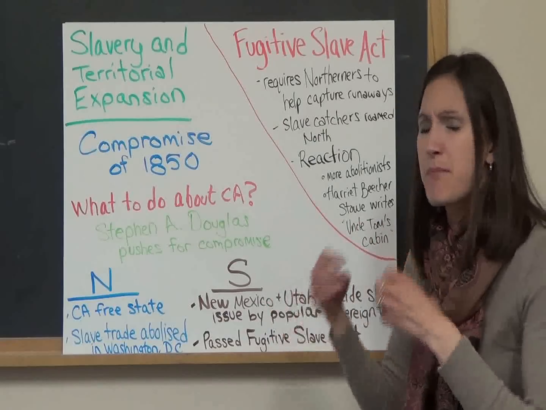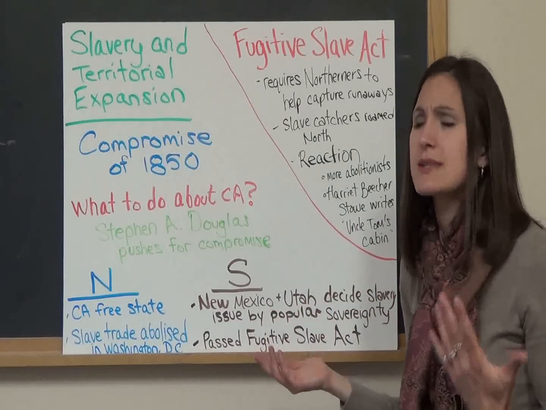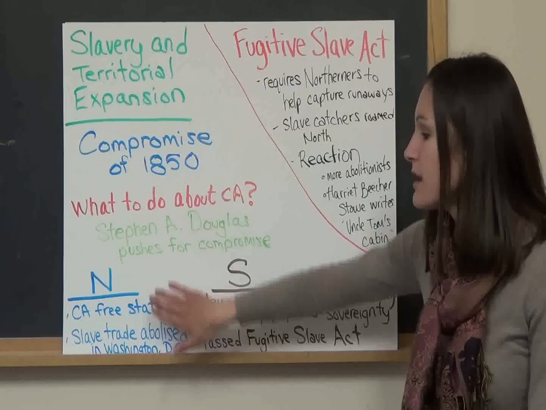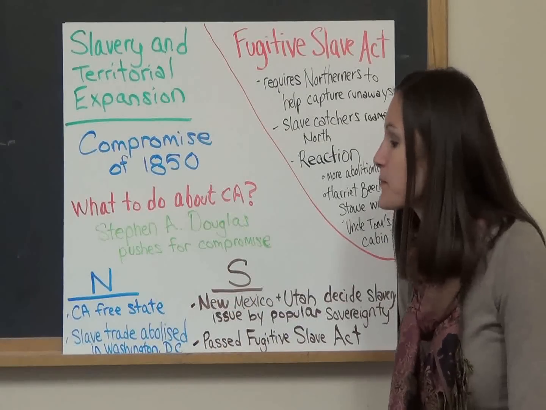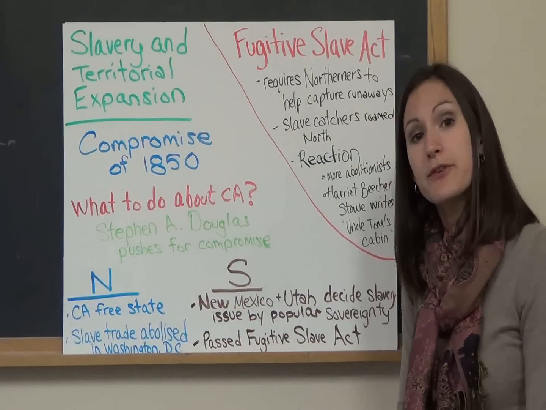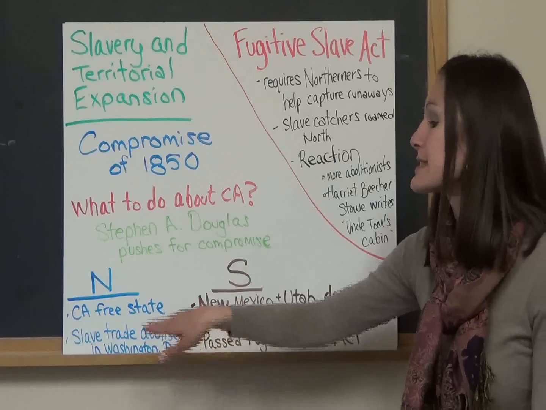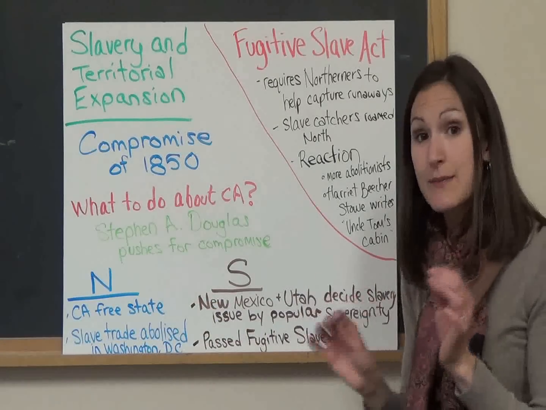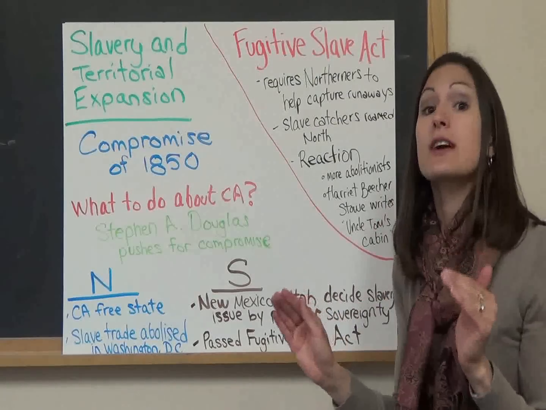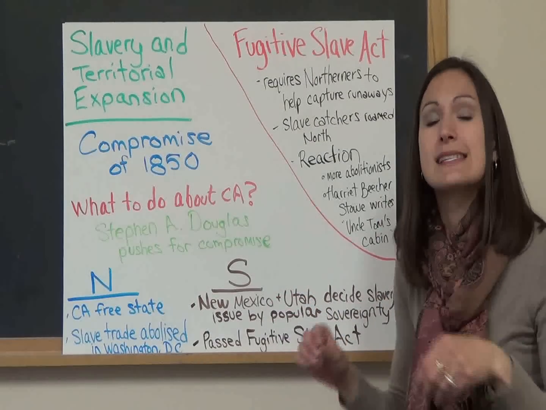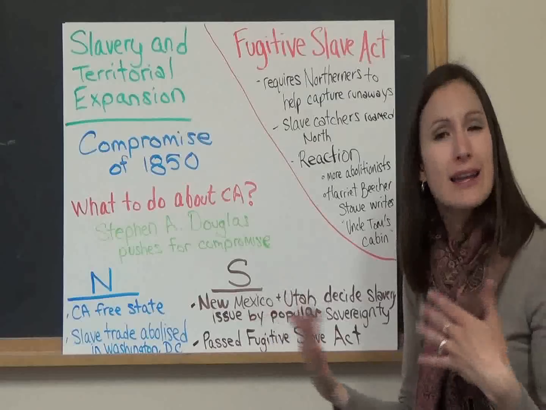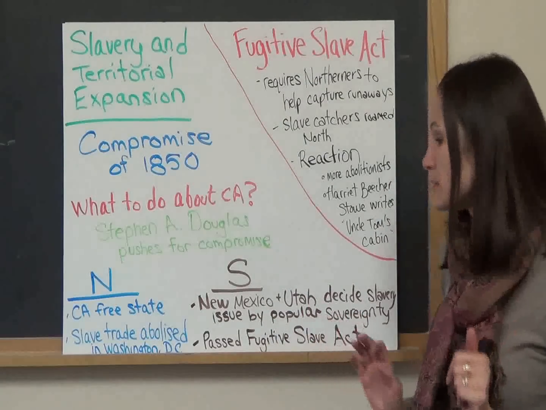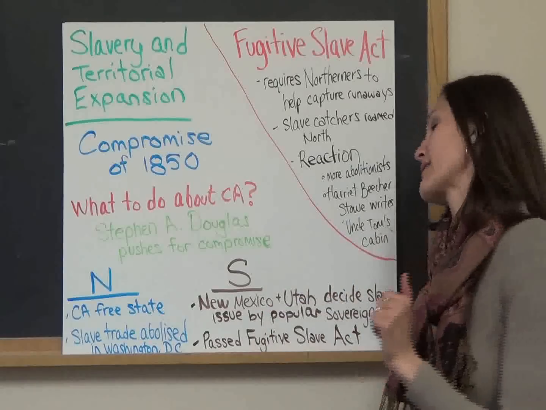There was so much bickering, petty arguing between the two sides. He really pushed for this, and finally, it did go through. So what the North got out of it was that California would be a free state. Also, the slave trade would be abolished in Washington, D.C. I want to make this clear. It was not slavery abolished in Washington, D.C., but the slave trade. Okay, so the buying and selling of slaves, there were still slaves in D.C. though. What did the South get out of it?